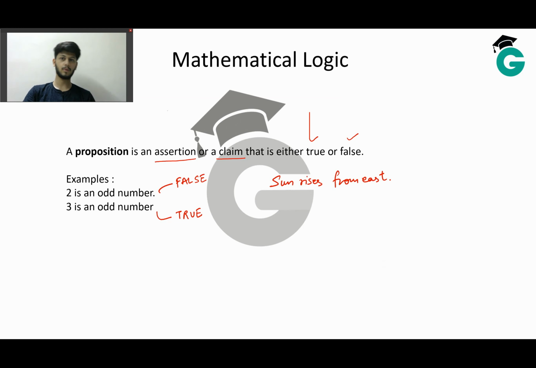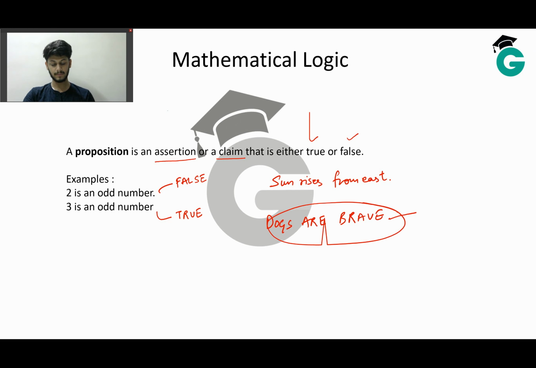What is not a proposition is a statement which is vague, which is sometimes true and sometimes false. Like, dogs are brave. My dog isn't brave. Maybe yours is. My dog isn't. So, it may be true for some cases and may not be true for some others. So, this is not a proposition.